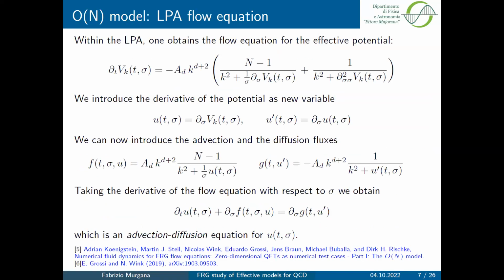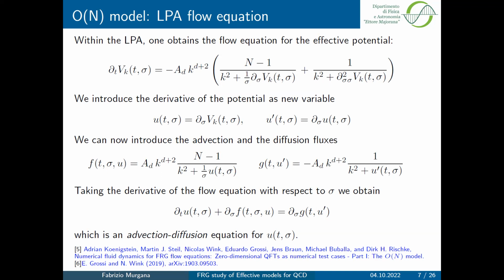So first of all, we show the flow equation obtained in the LPA. And the first thing we can notice is that it actually does not depend on the effective potential itself. So this is a very important point, because since it doesn't depend on the effective potential itself, it seems natural to define a variable which is just the derivative with respect to sigma of the effective potential. And this is this small u that we have there. And in this way, if we take the whole derivative of the flow equation with respect to sigma, we end up with a very nice equation, which is exactly an advection diffusion equation.